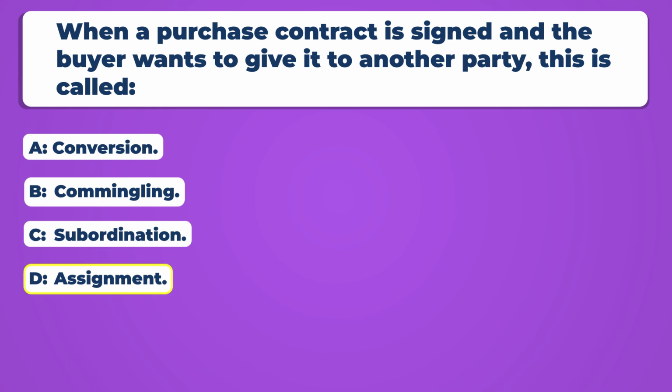D is the correct option. When a buyer signs a purchase contract with a seller, they usually have to complete the purchase. But sometimes the buyer may want to transfer their part of the contract to someone else. This is called an assignment.